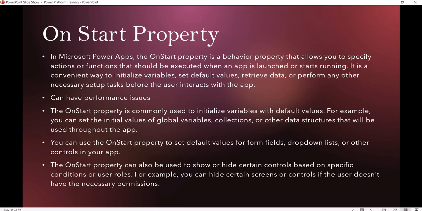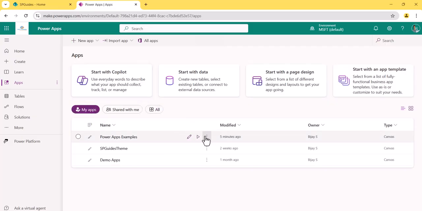Now, where you can see this, let me open a Power Apps app. I'll just randomly take one and edit this app. Whenever you open an app, you will see that there is an app OnStart property of the app object.